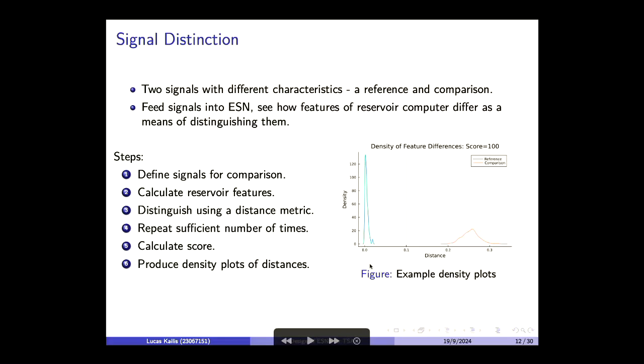So you expect that the comparison distances are going to be larger than the reference distances because it's different from the base signal, and you can calculate a score based on that, which is the number of trials for which the comparison distances are larger than the reference distances. We can form a probability, in a frequentist manner, that the ESN is able to conduct signal distinction. So the number of trials for which the comparison distances are greater than the reference distances indicates sort of a probability that the signal distinction task works.